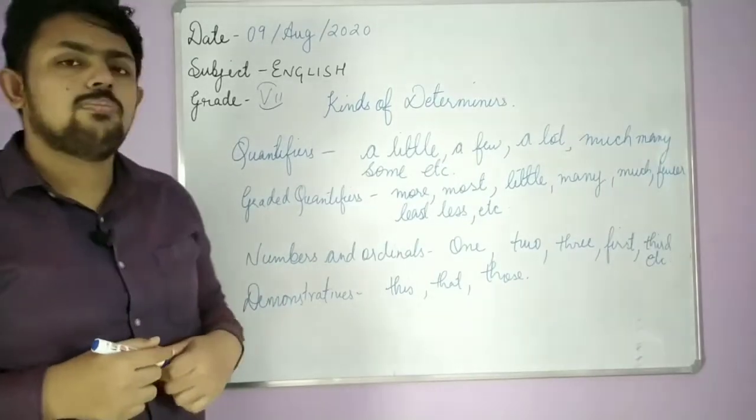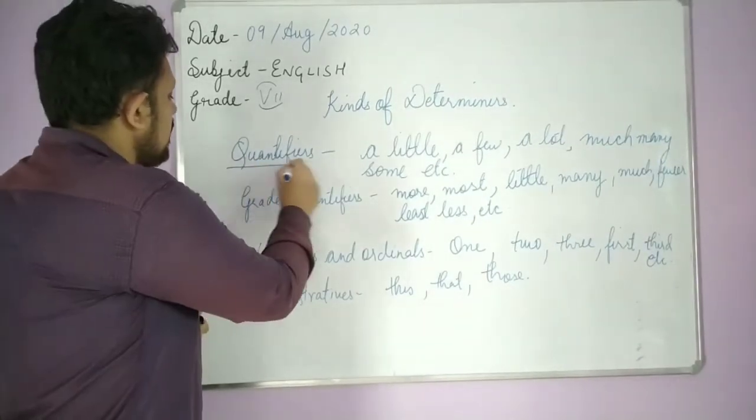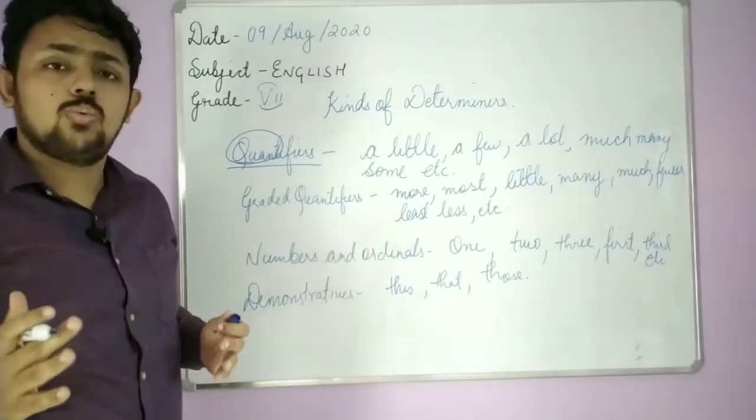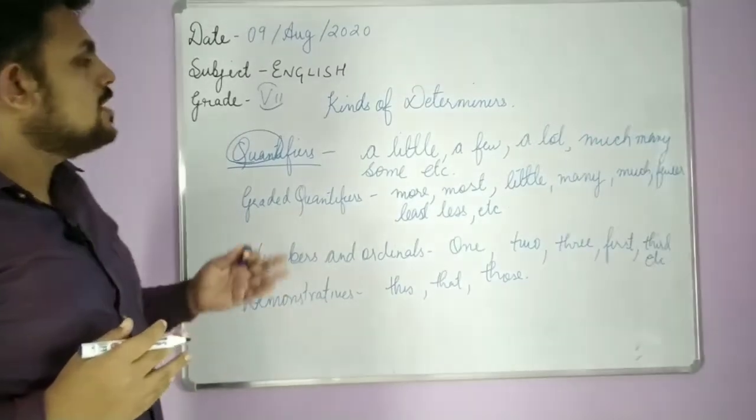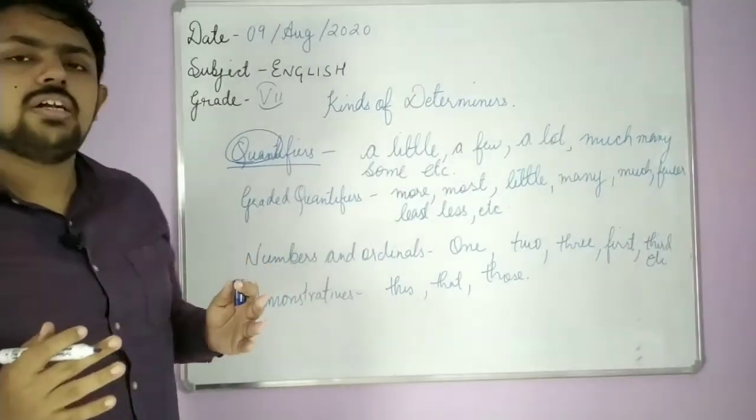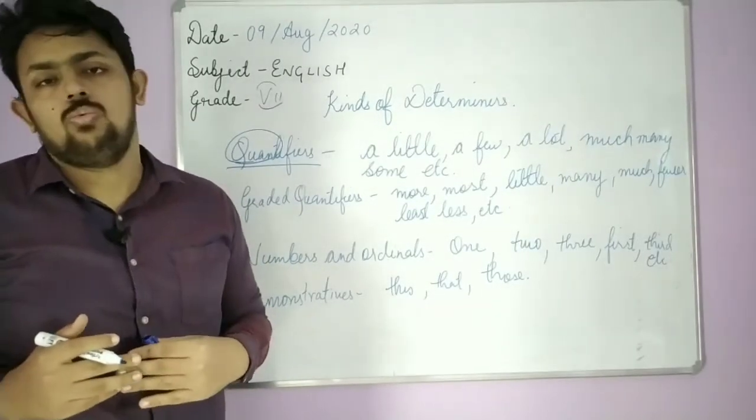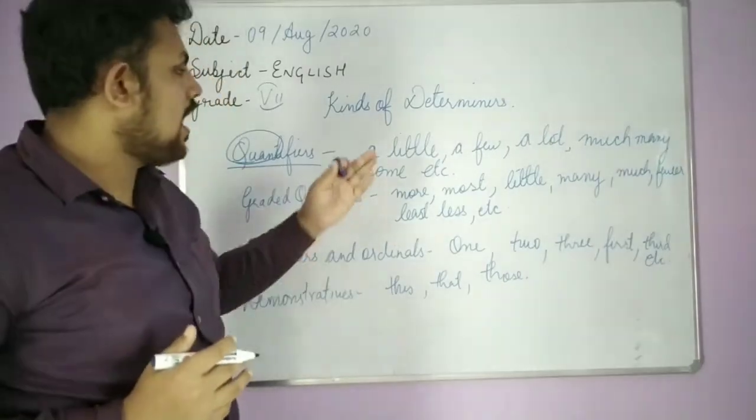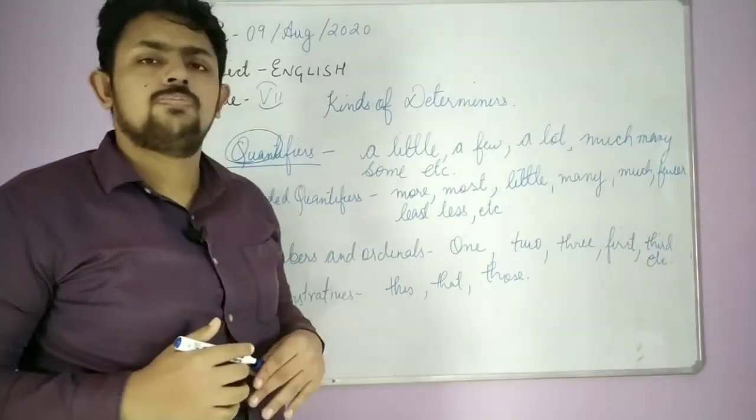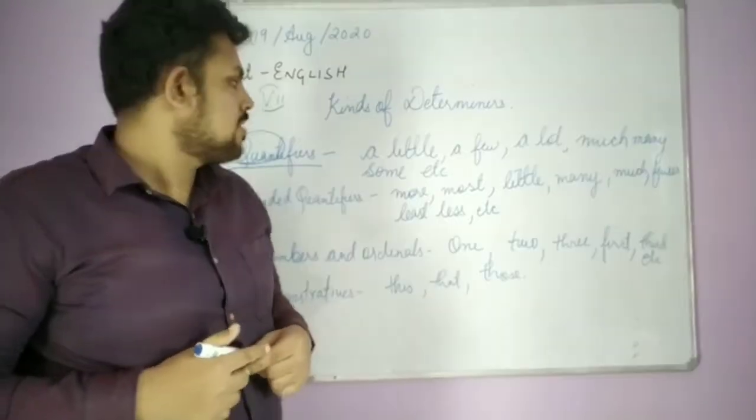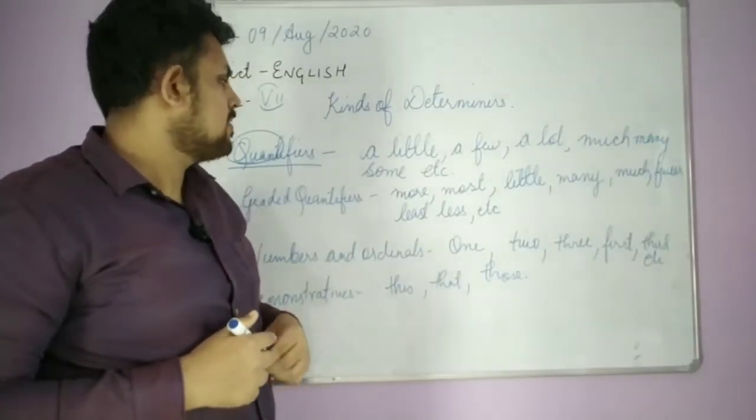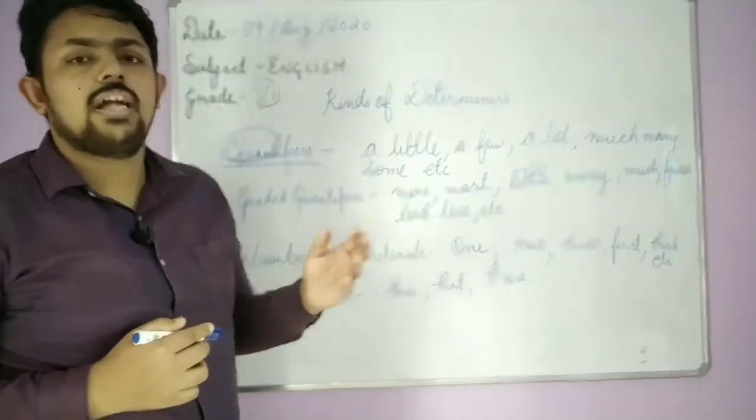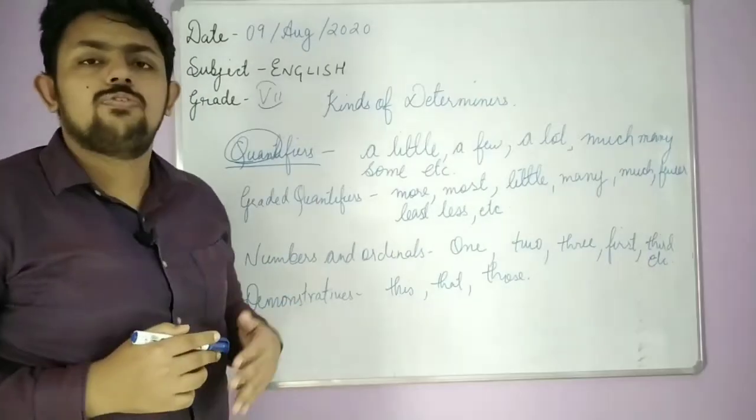As you can see from the word itself, quantifiers quantify. So it is related to quantity, as you can see from the word. When the determiner tells about the quantity of a noun, then it is a quantifier. For example: a little, a few, a lot, much, many, some, etc. All of these are quantifiers. We are getting to know the quantity of the noun.